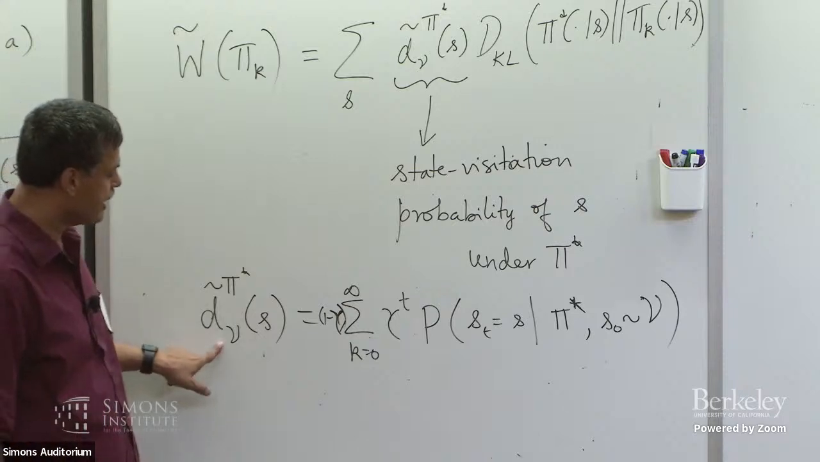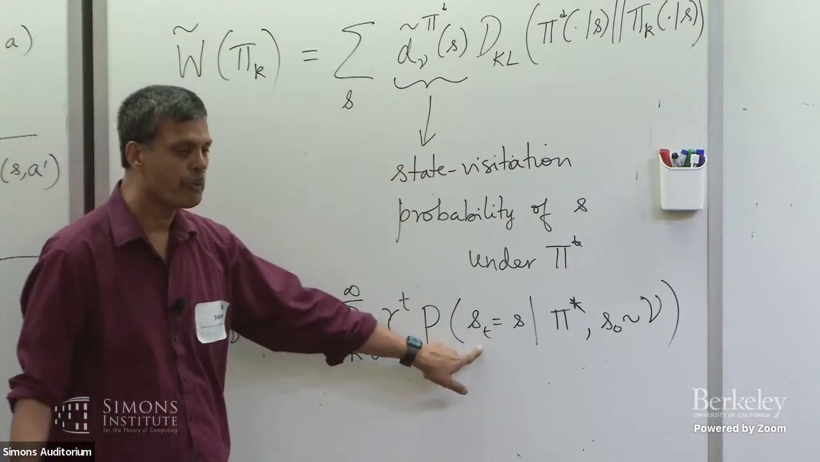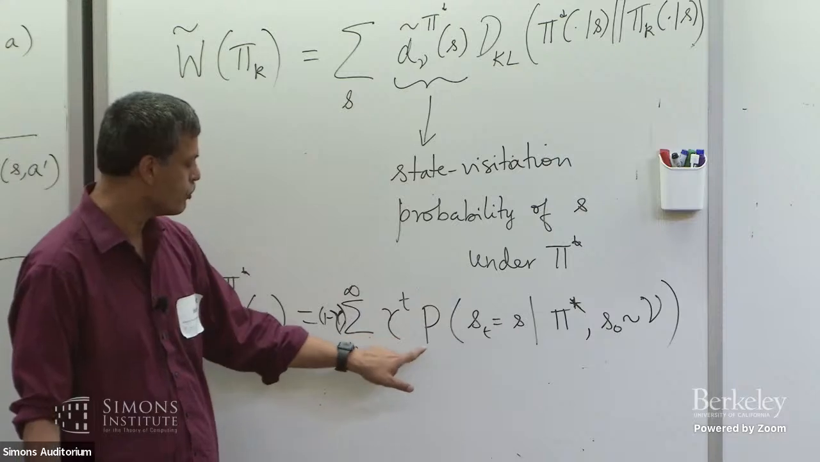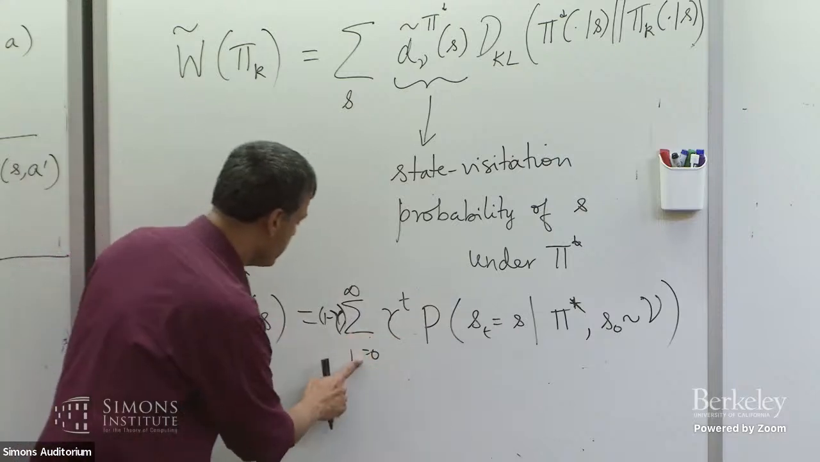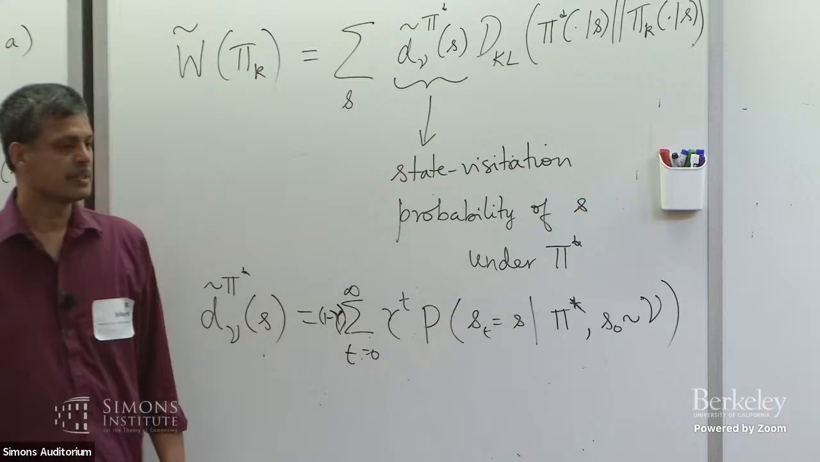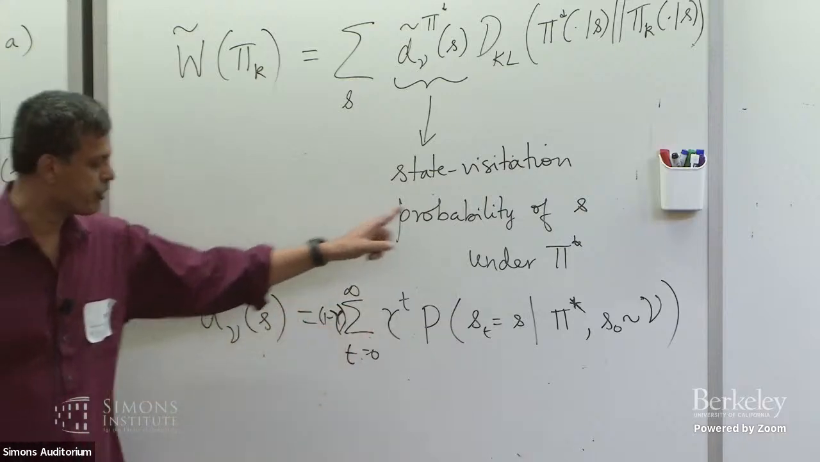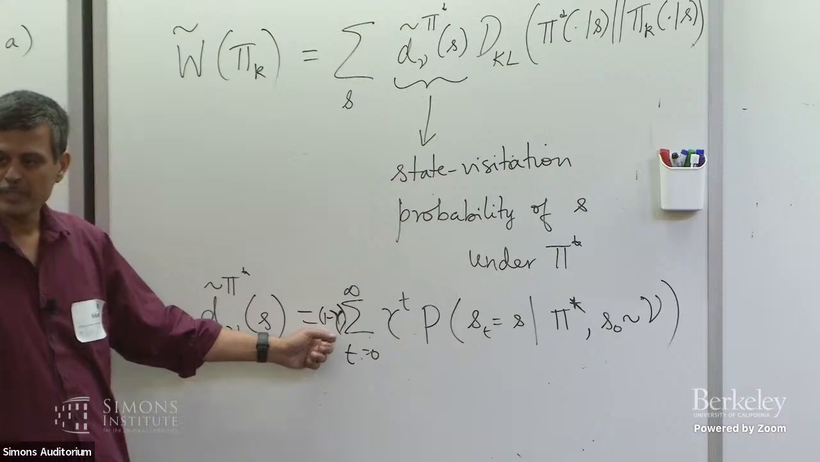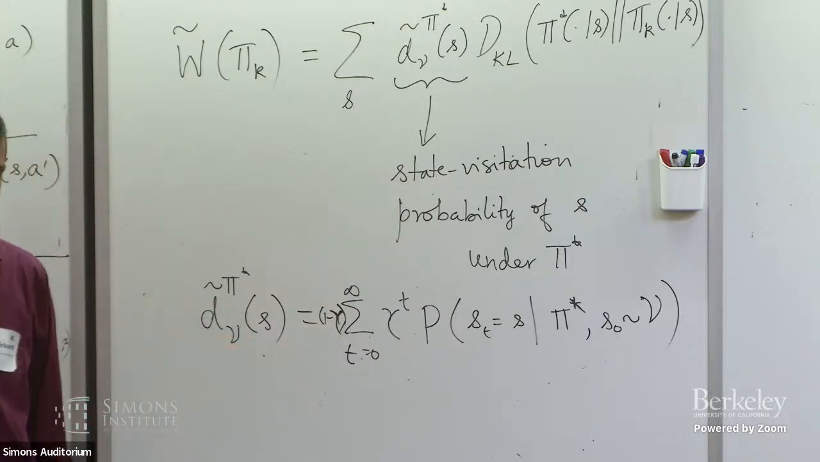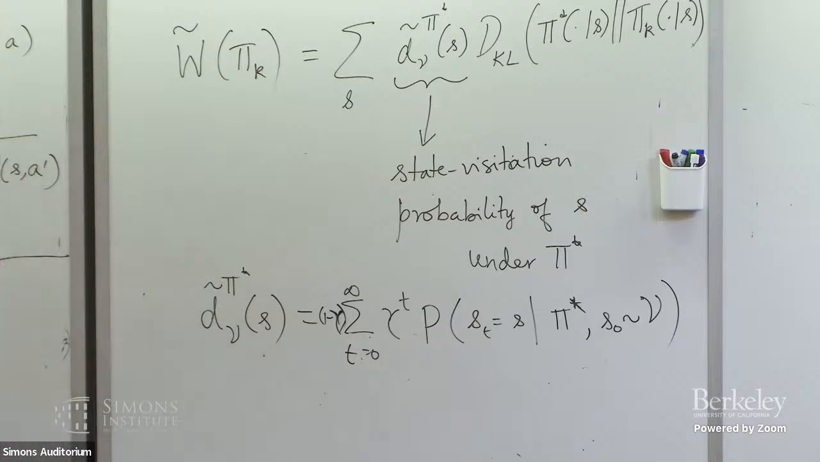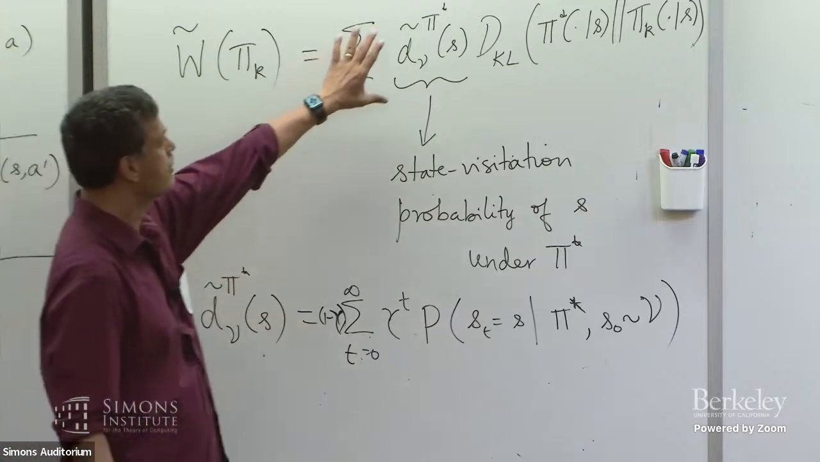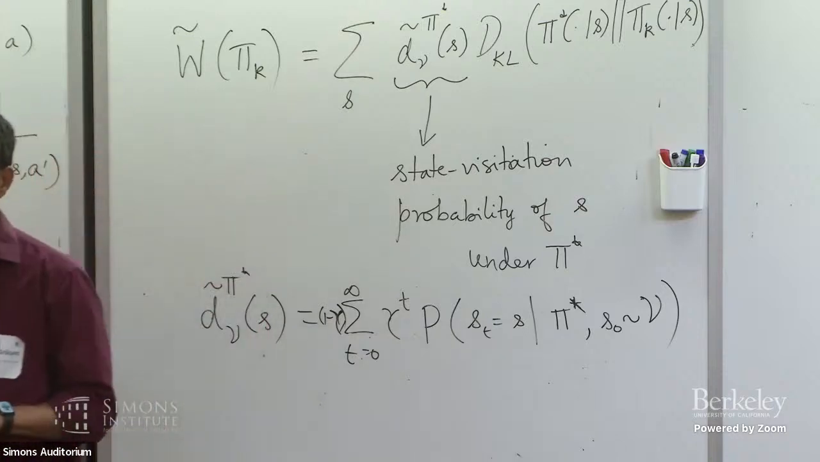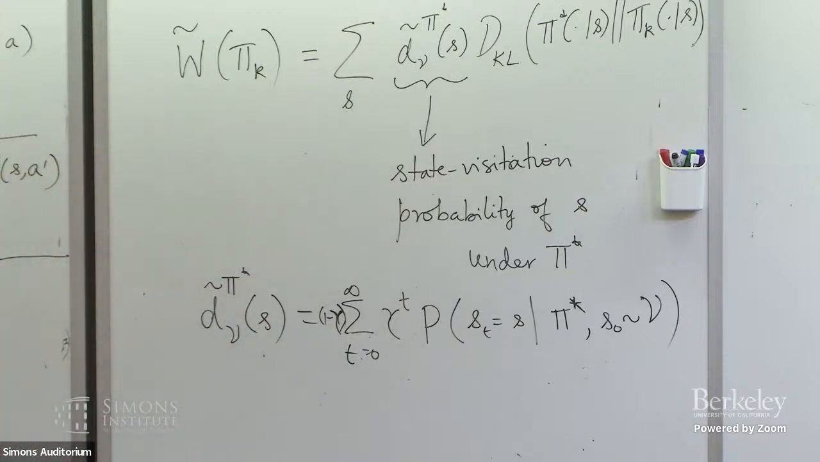The state visitation probability is basically the probability of being in a state, summed over time, but multiplied by gamma to the power t. Of course, you have to multiply the whole thing by 1 minus gamma for it to be a number between 0 and 1. So this is what the state visitation probability is. It's a very nice Lyapunov function that they use to show that this iteration is stable.